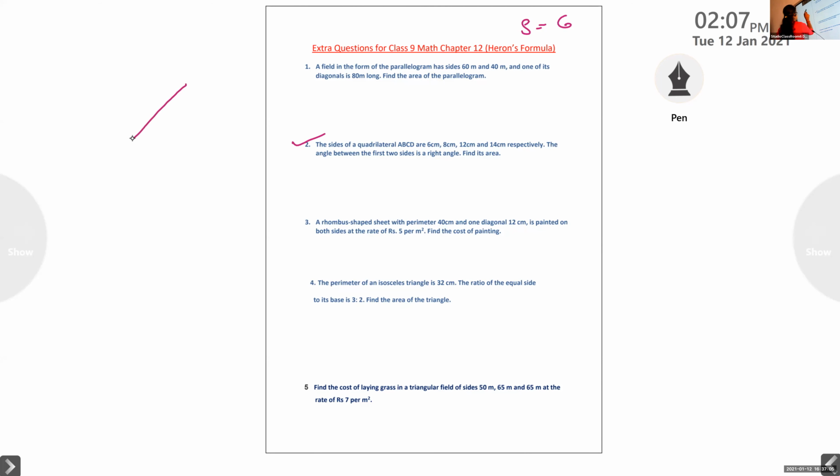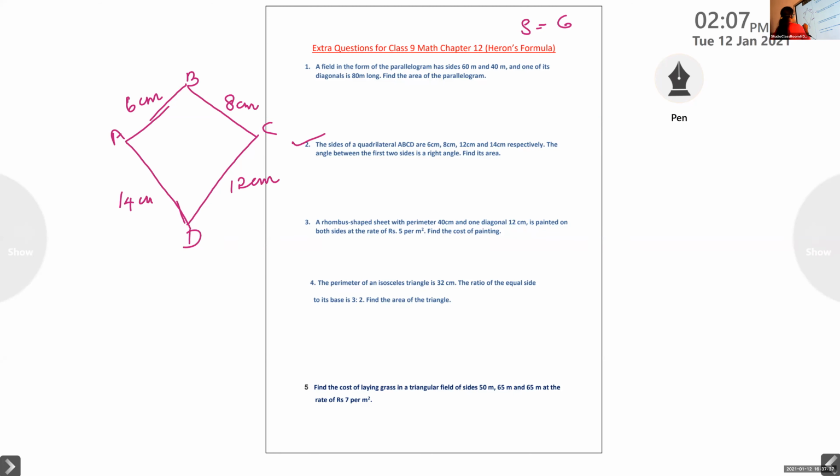So children, this is a quadrilateral. Quadrilateral means all the sides are different here. And it is A, B, C, D. Quadrilateral ABCD, the sides are 6 centimeter, 8 centimeter, 12 centimeter, and 14 centimeter.